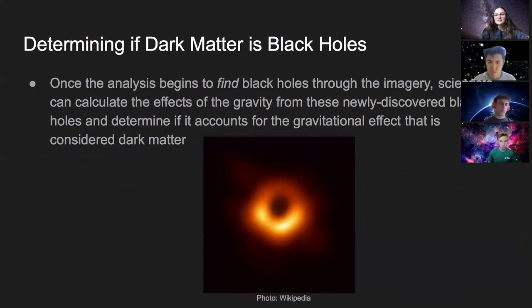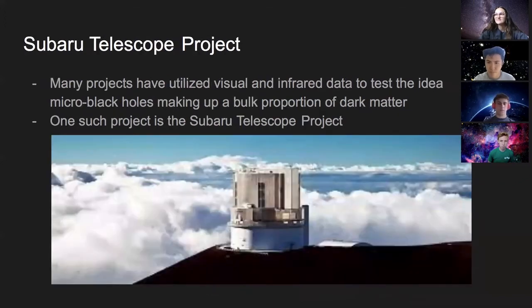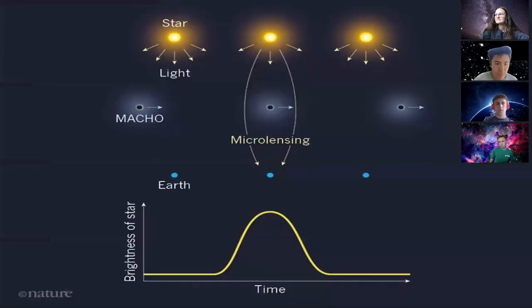So once we were able to start collecting this data, we were able to start analyzing it and discovering if indeed these small black holes did account for the dark matter that we see in our galaxy that we theorize. And so a lot of different projects have basically tried to tackle this hypothesis and test it to see whether or not it is valid. And the one that I'm going to highlight today is the Subaru telescope project.